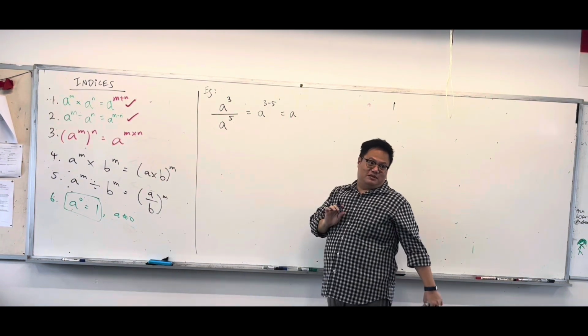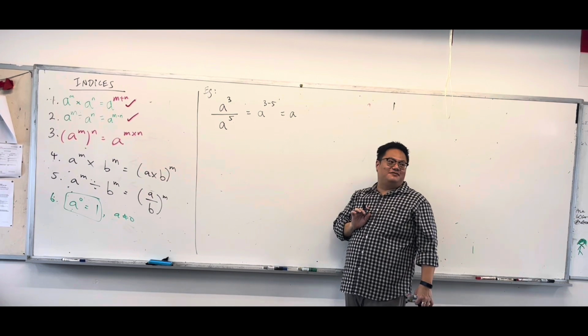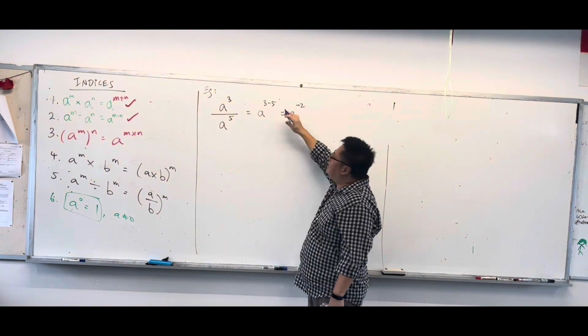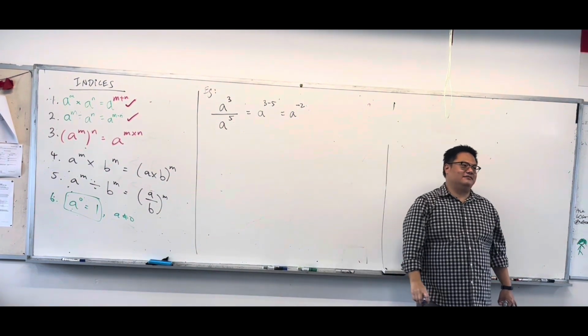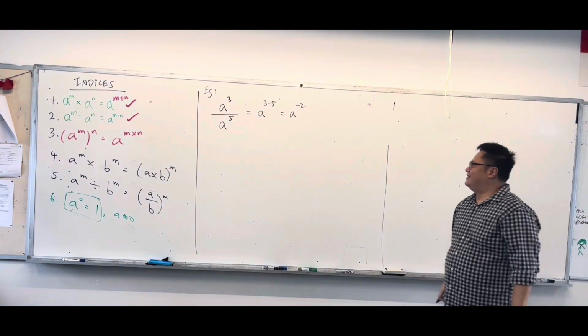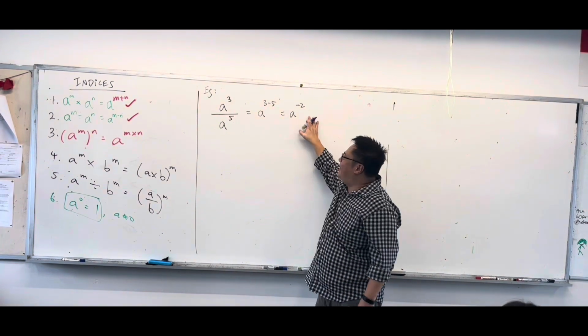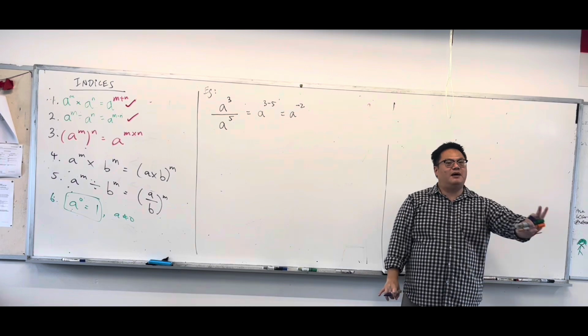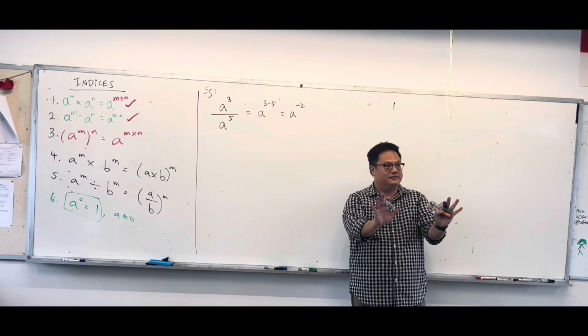You must trust your calculator. 3 minus 5 equals to negative 2. Very good. Some of you write something like 78. So for sure, a cubed divided by a to the power of 5 is a to the power of negative 2. So far so good?